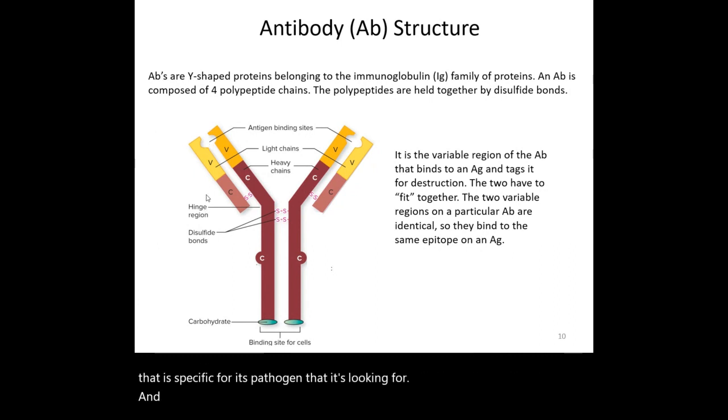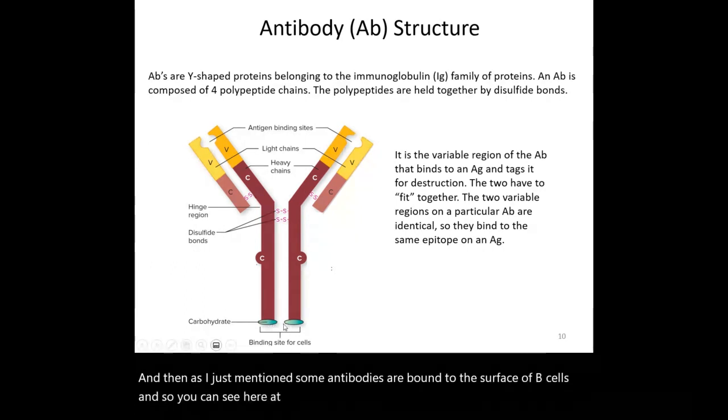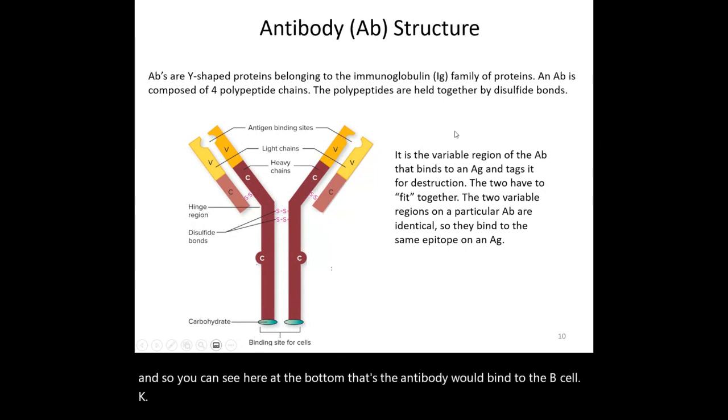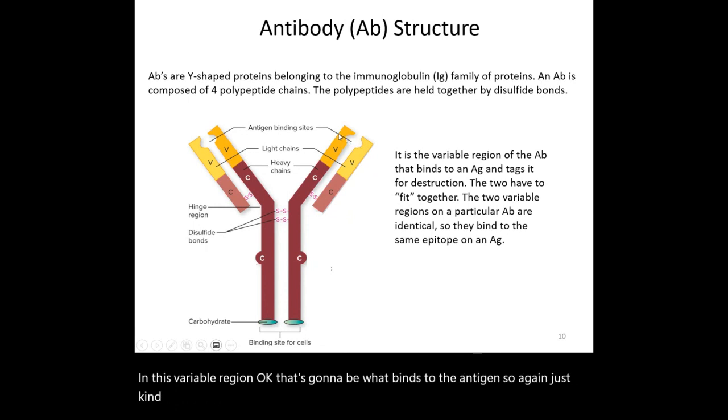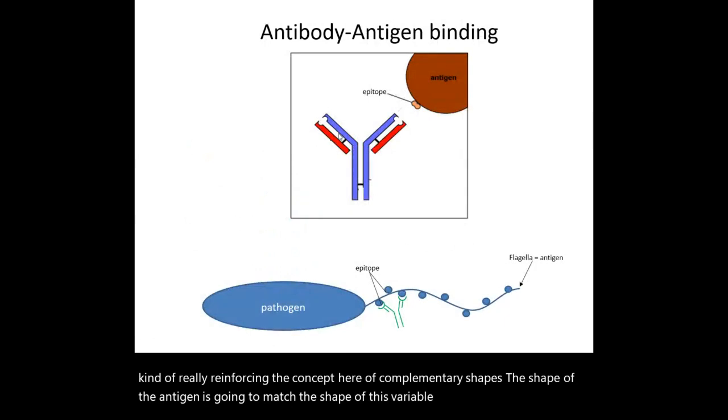And then, as I just mentioned, some antibodies are bound to the surface of B cells. You can see here at the bottom, that's where the antibody would bind to the B cell. In this variable region, that's what binds to the antigen. Again, this reinforces the concept of complementary shapes. The shape of the antigen is going to match the shape of this variable region of the antibody.